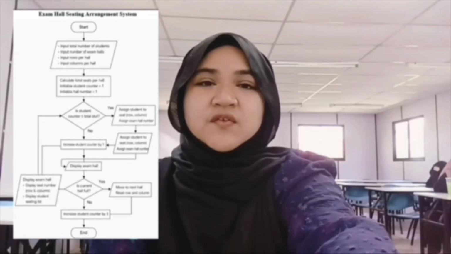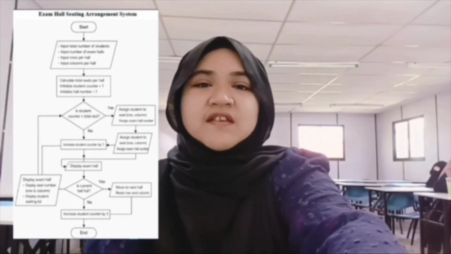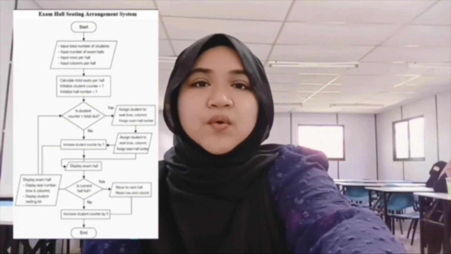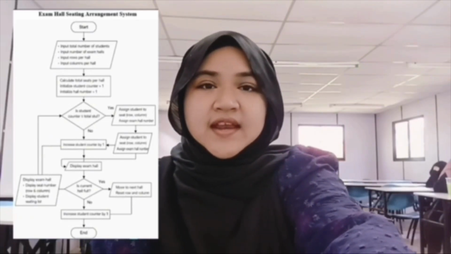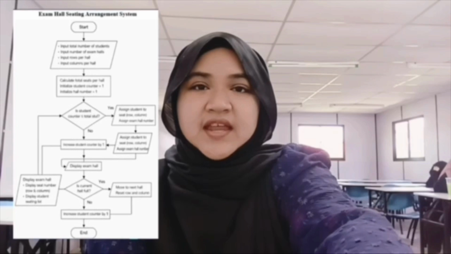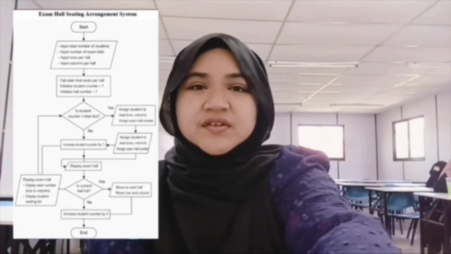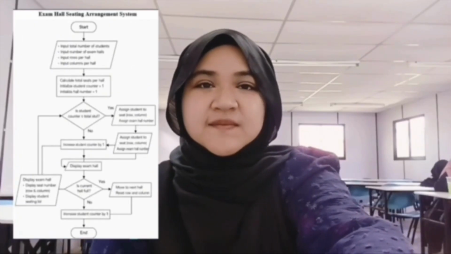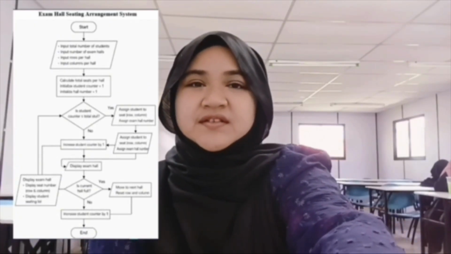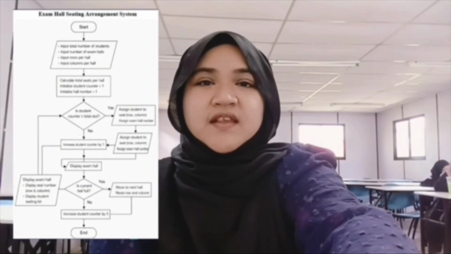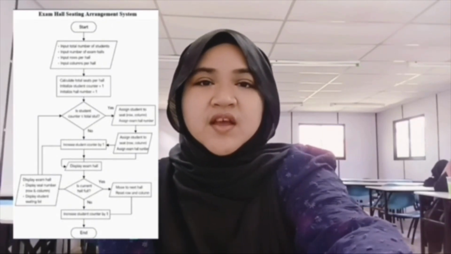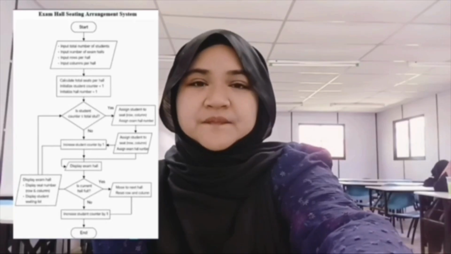The fifth one is assign students to seats. The student is assigned a specific seat position, which is row and column, and an exam hall number. This ensures each student has a unique seat. The sixth one is display exam hall information. The system displays exam hall numbers and seat numbers, which is row and column, also the student seating list.